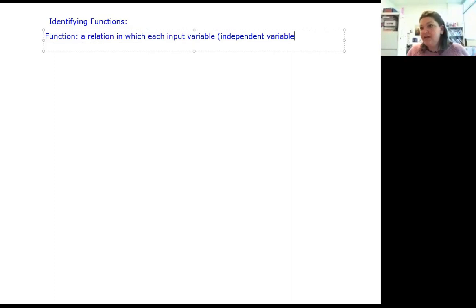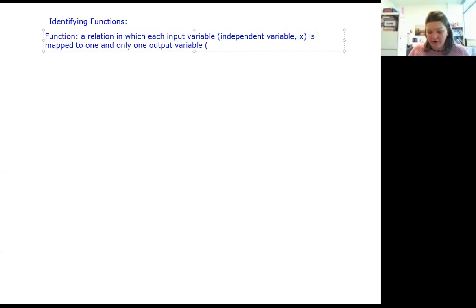So that kind of sounds like science class. That's something we had to know for our GED science test. And in fact, this is very much related to science. But we also call that the independent variable, or sometimes we just call it X. Commonly, the independent variable is X. Not always, but a lot of times mathematicians use X for the independent variable. So a relation in which each input variable is mapped to one and only one output variable.